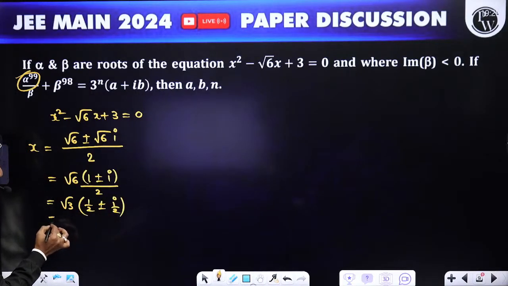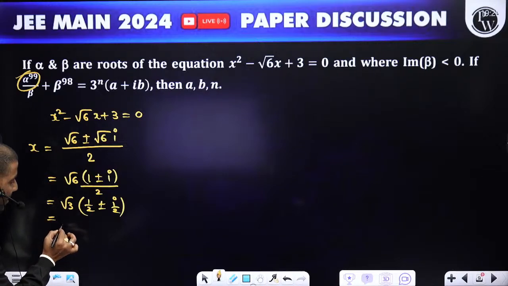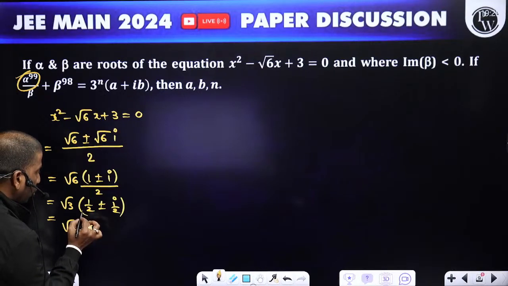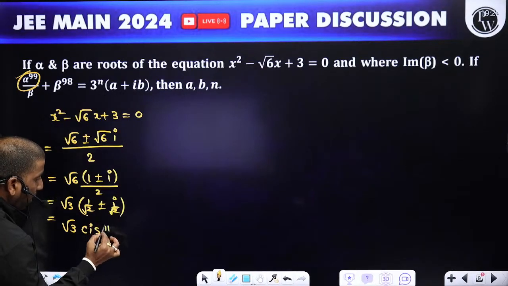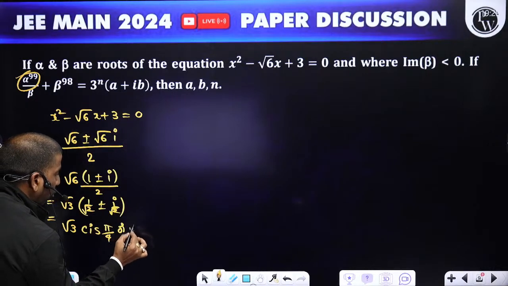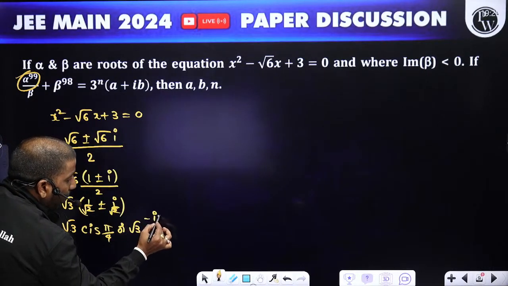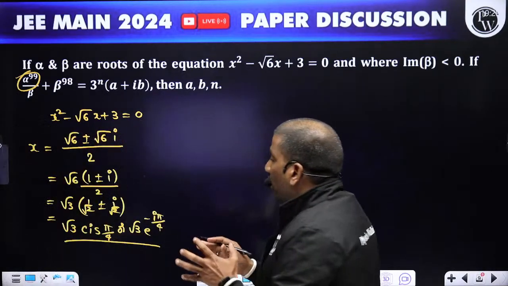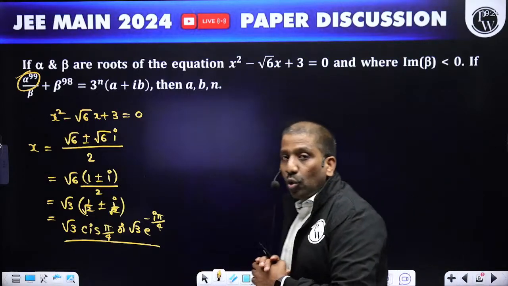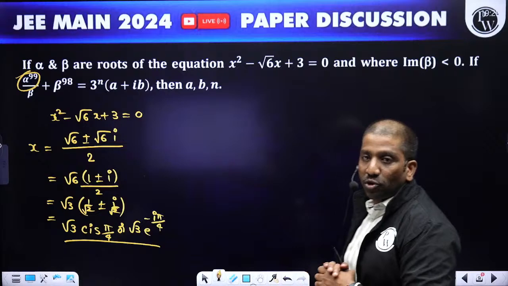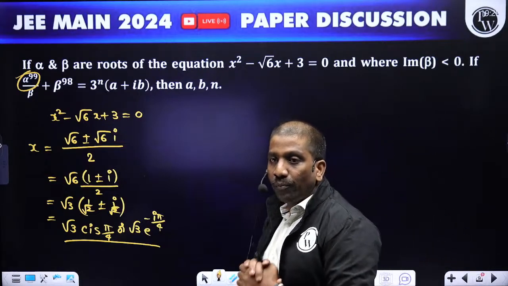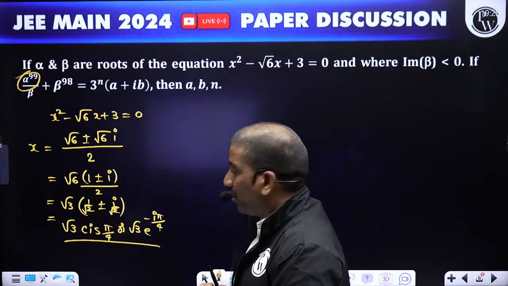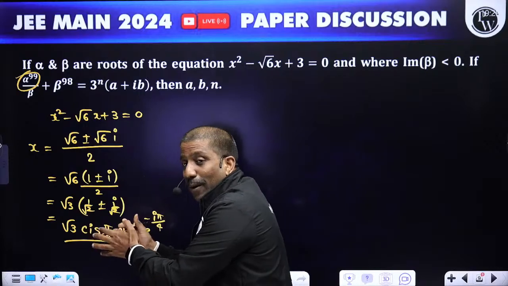It's your choice whether you write it in terms of cis or exponential. So root 3 cis, actually this is 1 by root 2, cis pi by 4, or you can write root 3 times e power minus i pi by 4. These two forms will simplify our calculation. Okay, you got it? Do you understand, my dear students? So what do you say, Prajwal, Sudhanshu, Ram, right, Dhruv?